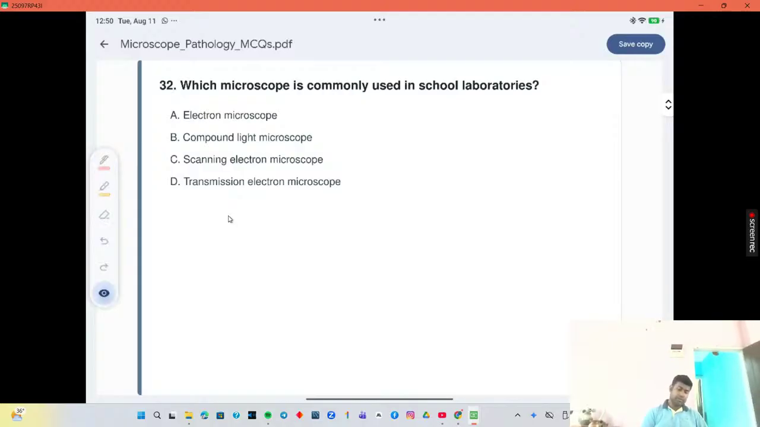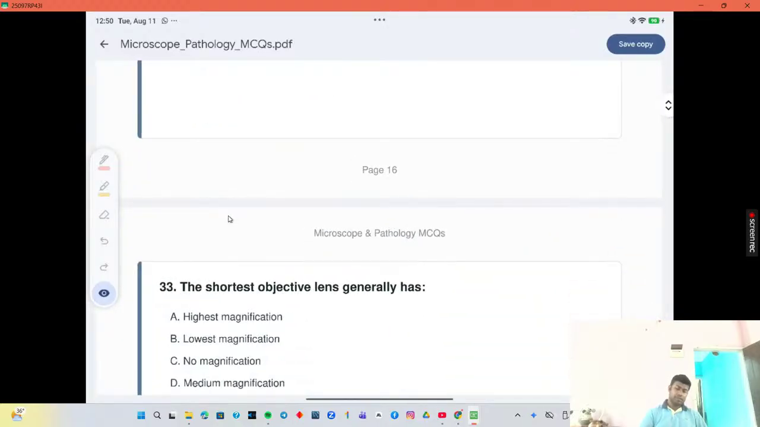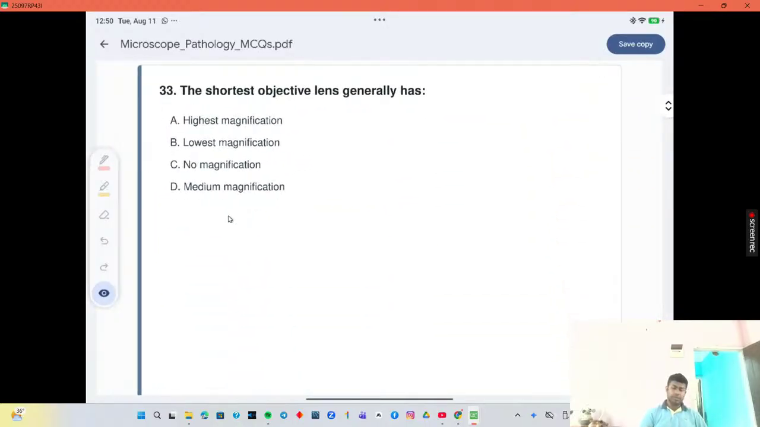Now the next question is, the shortest objective lens generally has? The shortest objective lens of a microscope generally has the lowest magnification.